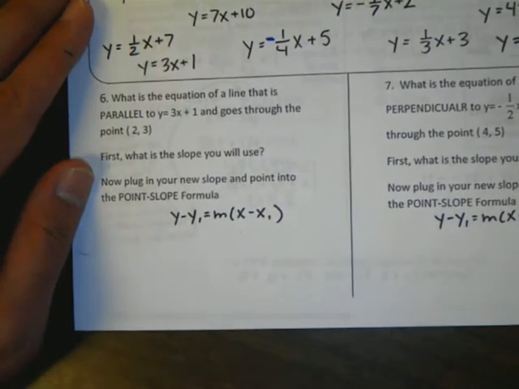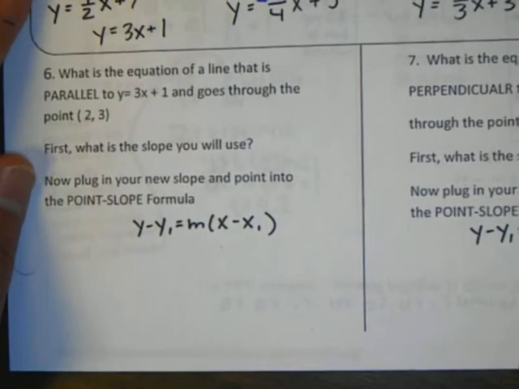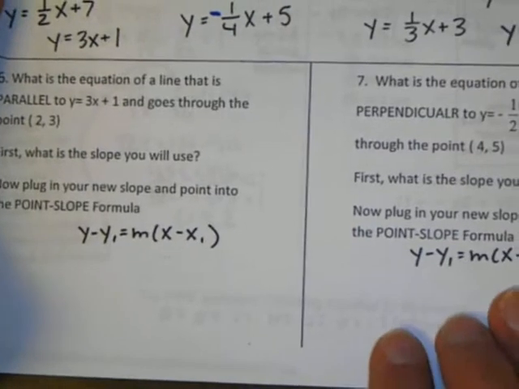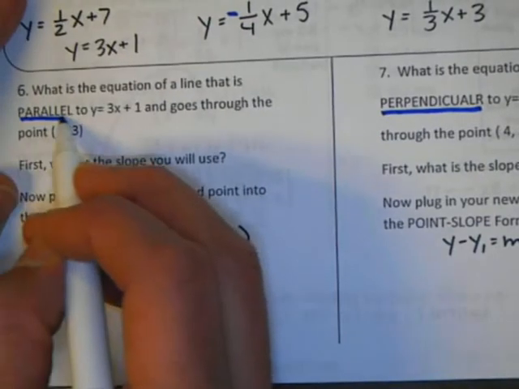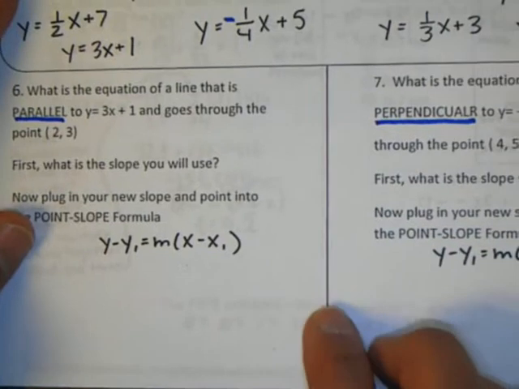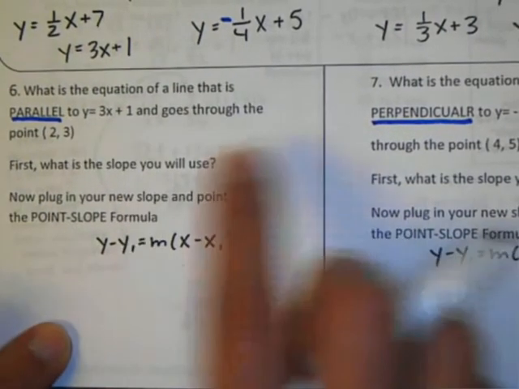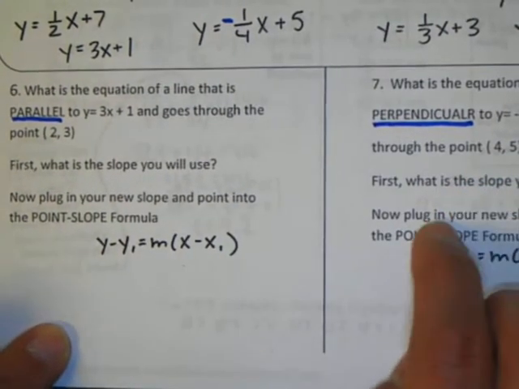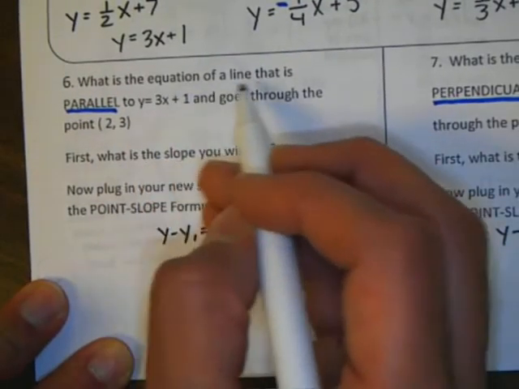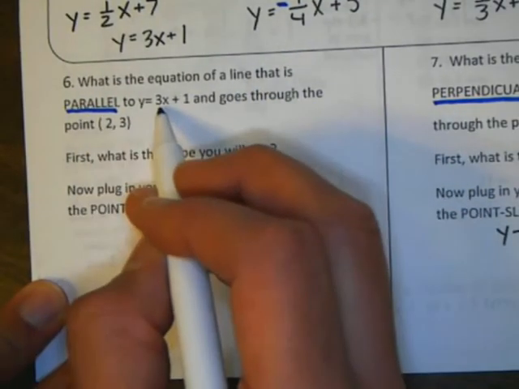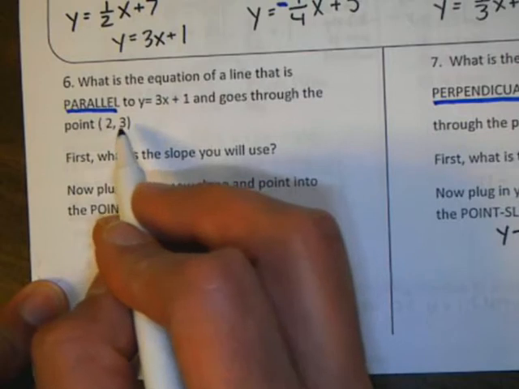Okay, we're going to do one of these together. So really you're just going to do one on your own. The only difference is that this one says perpendicular and this one says parallel. So we'll do the parallel one. You're going to have to do the perpendicular one, and I'll show you how to start that one. This one says, what is the equation of a line that is parallel to this one, and it goes through that point right there?